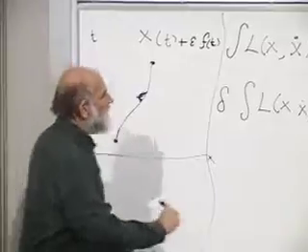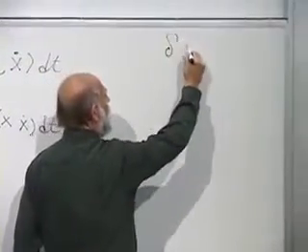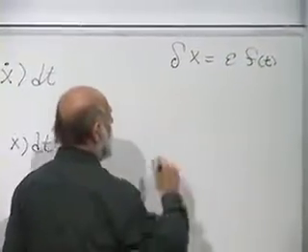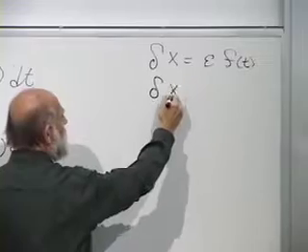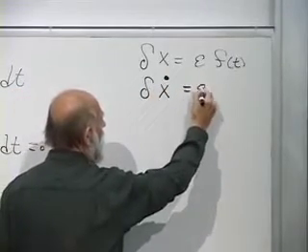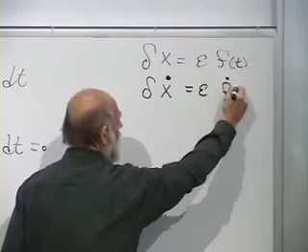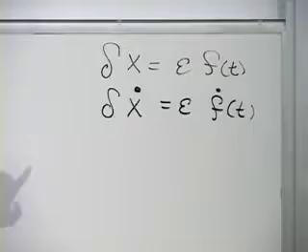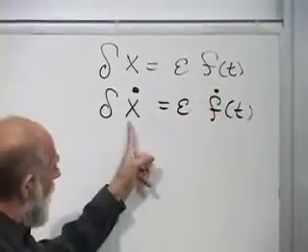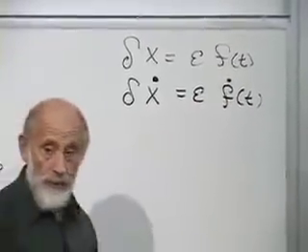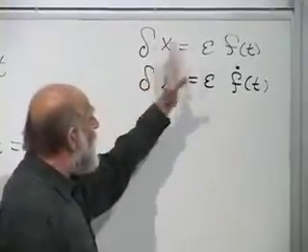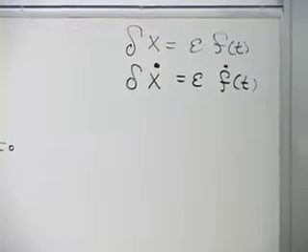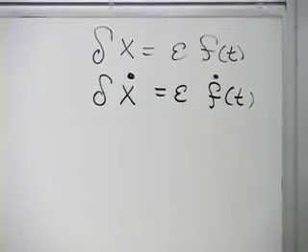Oh, incidentally, let's write this out. The change in x is just equal to epsilon times f of t. And of course, it also follows that the change in the velocity is epsilon times f dot of t. We just differentiate with respect to time both sides of the equation. If x changes by a little bit, then the velocity associated with x changes a little bit. And we can imagine we have any number of coordinates and do the same thing. It's not restricted to just one coordinate, but let's fix on x and see what this equation says.